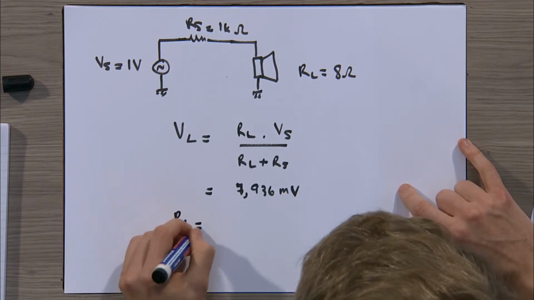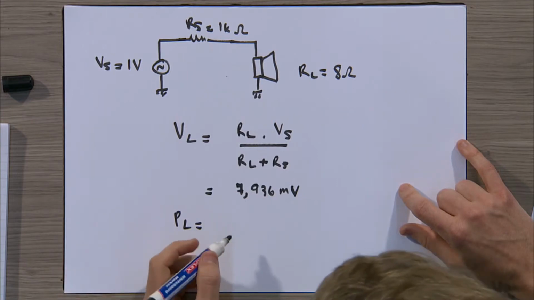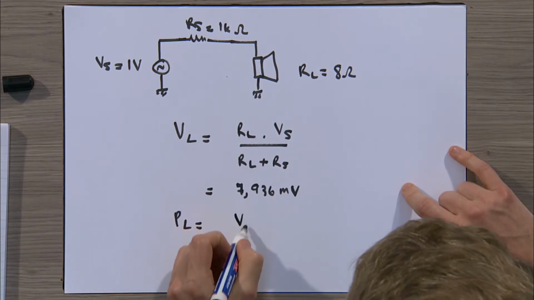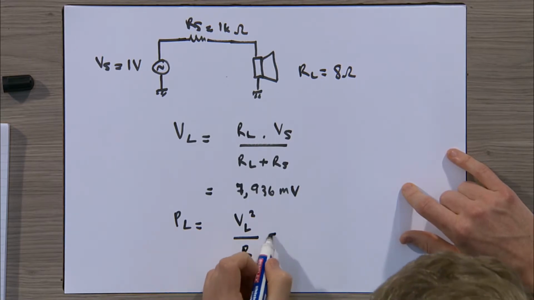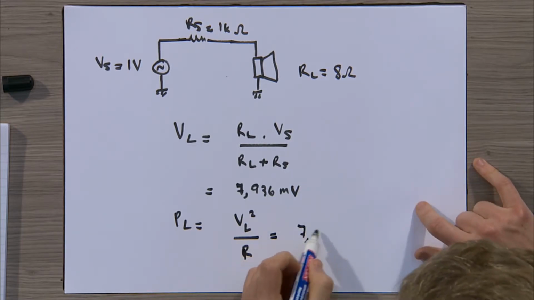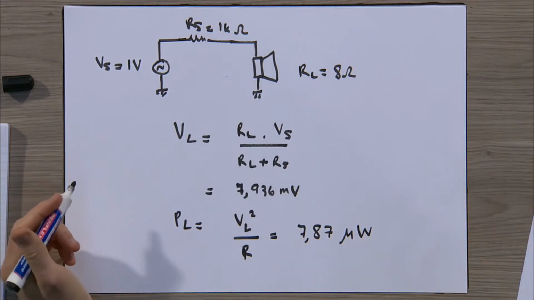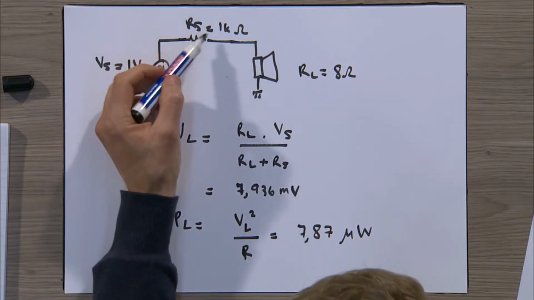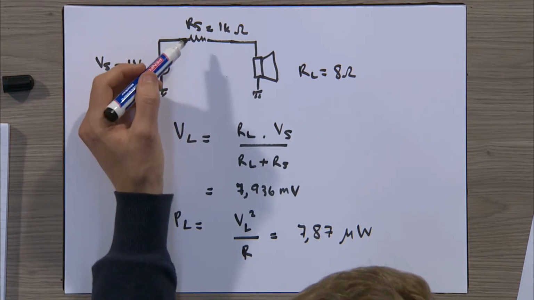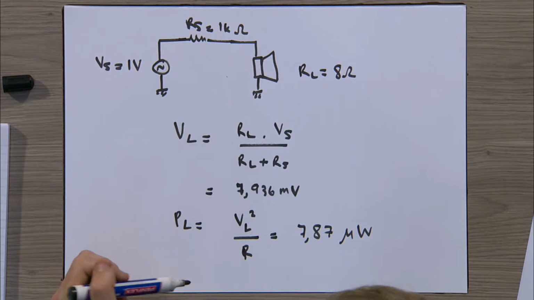If we calculate the power that's transmitted from the microphone to the speaker, we get that value by squaring the voltage divided by the resistance, and that gives us 7.87 microwatts, which is, once again, a very small value. Last time we calculated what the power in Rs was, and we saw that most of the power goes to Rs and very little to the speaker.